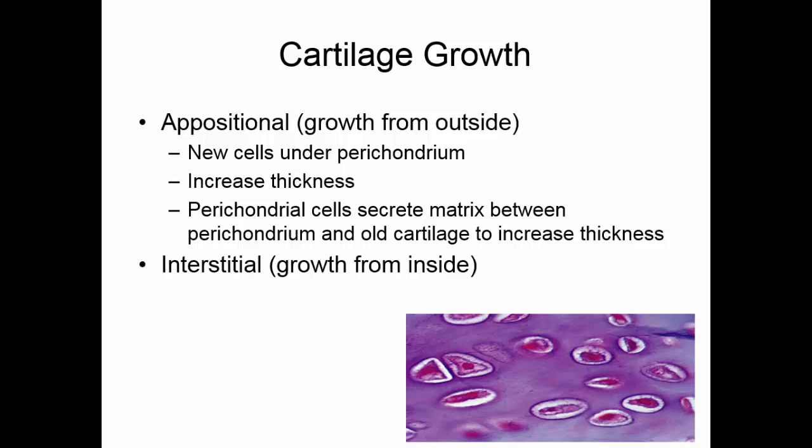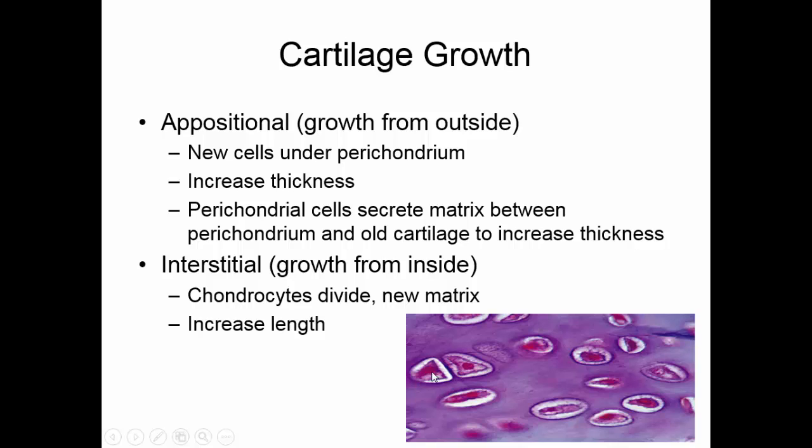Interstitial growth is growth from the inside. This allows the cartilage to get longer. Here the chondrocytes divide, and new matrix is produced between them so that they are pushed apart and we increase the length of the cartilage.